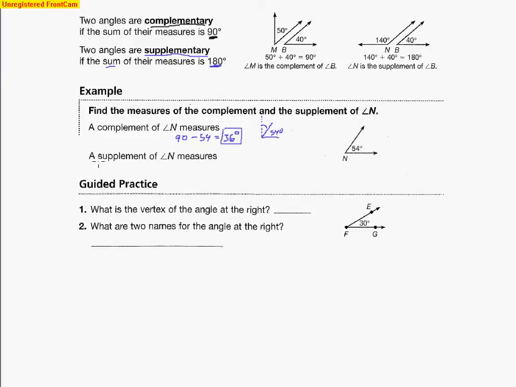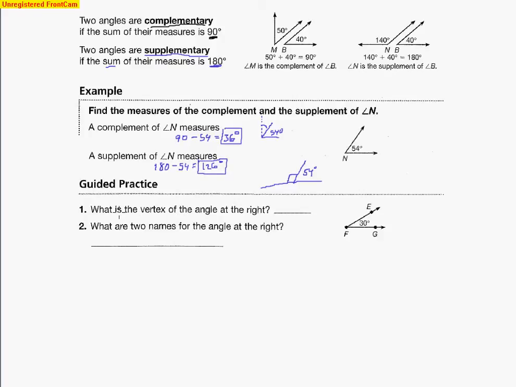And then the supplement of angle N. Well, supplement means that we want that same angle here, and I'll just redraw it there. There's a 54 degree angle. We want the angle that makes it or fills it out. And so we want this angle. Now notice this is going to be an obtuse angle, bigger. And so we know that two angles that are supplementary add to make 180. So if we take the angle N, 54 degrees, and subtract that from 180, that leaves us with 126 degrees. And that would be the supplement of angle N.